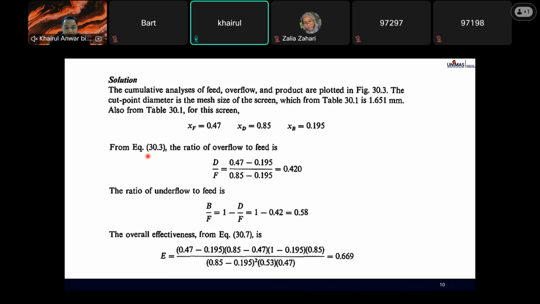So from equation 30.3, the ratio of overflow to feed, we get 0.42. Ratio of underflow to feed: you can also use equation 30.4 or just subtract 1 minus D over F. You get 0.58. This is the ratio of underflow to feed.